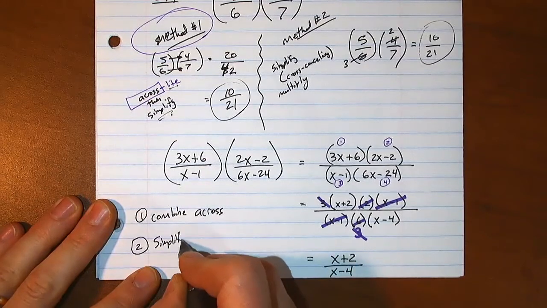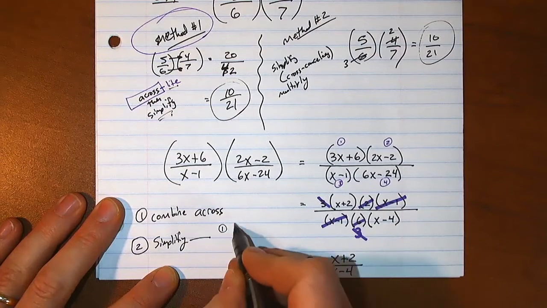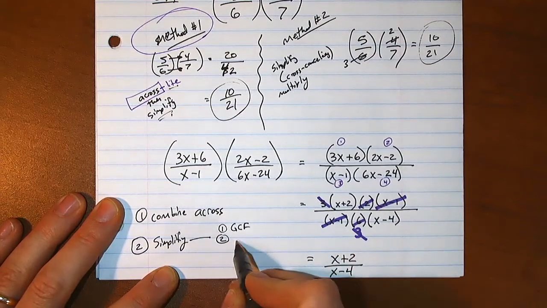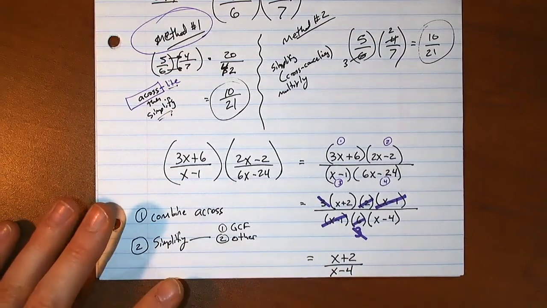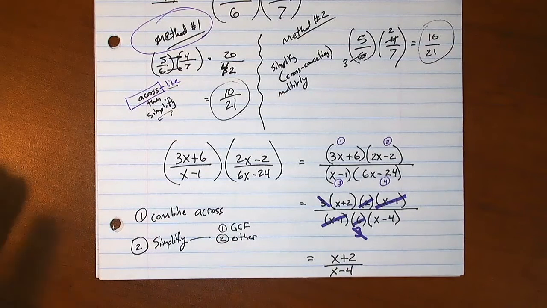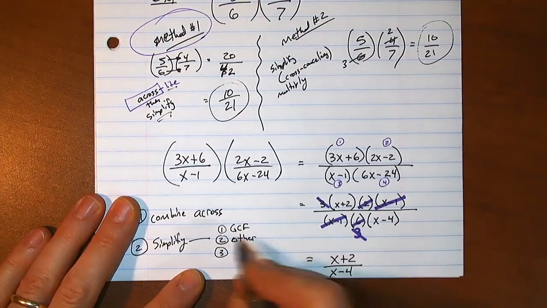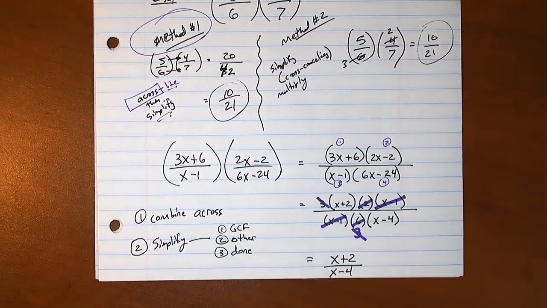And with simplifying, we're going to do that exactly the same as yesterday. We're going to look for GCFs first. Then we're going to do other methods second, like for example, grouping or our difference of squares or something like that. And then we know we're done when nothing else factors or cancels. Okay, so that's the stuff that we talked about in the last video. If you need to review the last video for that, go right ahead and do that.